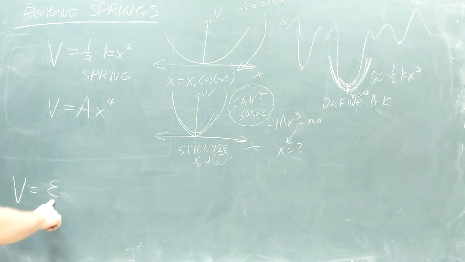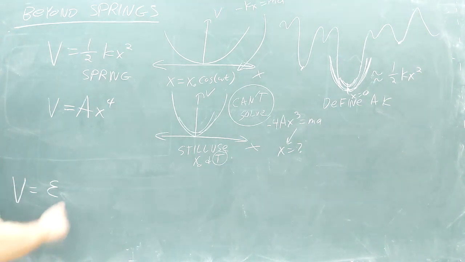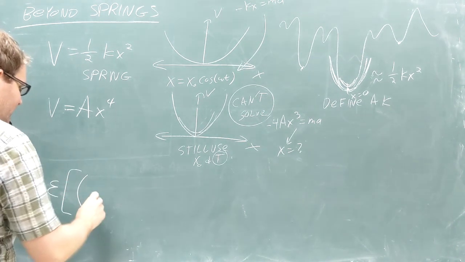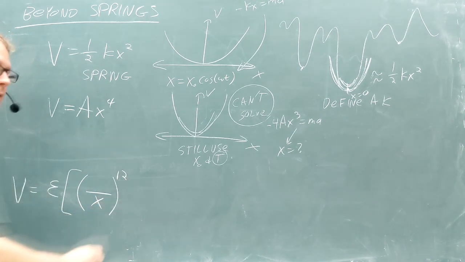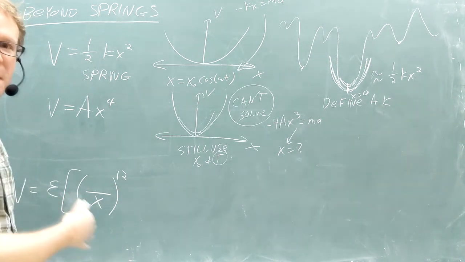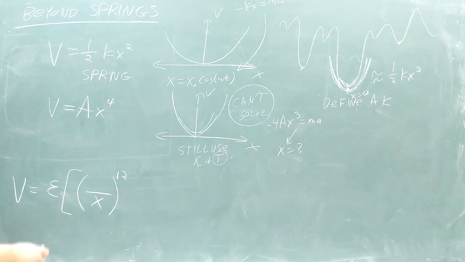Let's put an epsilon out in front. That'll take care of the units because that shows me how strong the potential energy is. And let's do a couple things. Let's take 1 over x to the 12th power. Why the 12th power? You'll see why in a second. It's necessary to describe the system this is designed for.